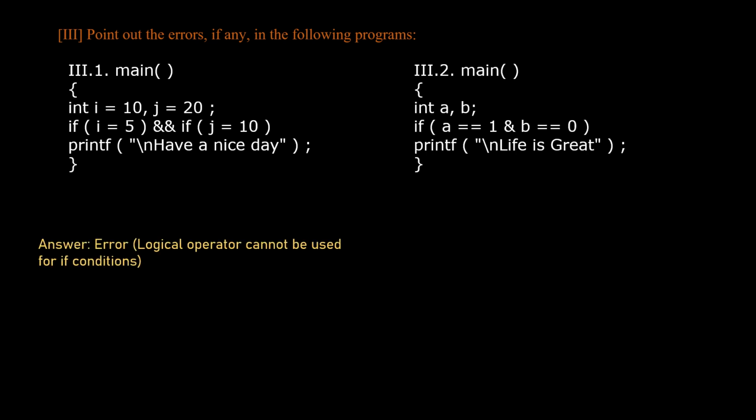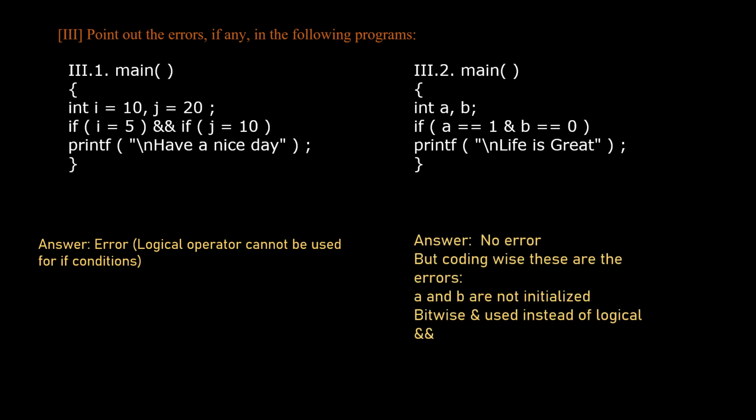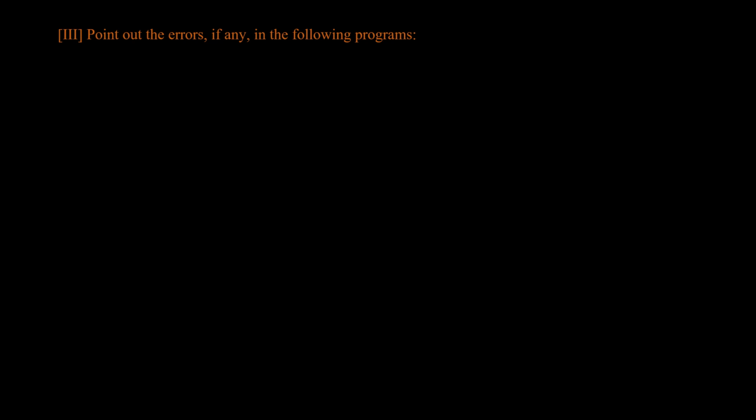And next question. Int a equal to, int a and b which are not initialized, which is the first error. If a equal to 1 and b equal to 0. So here logical AND is not used, bitwise AND is used. But all this is allowed, so there is no compilation error, but coding wise they are not initialized and bitwise AND is used. The next question.